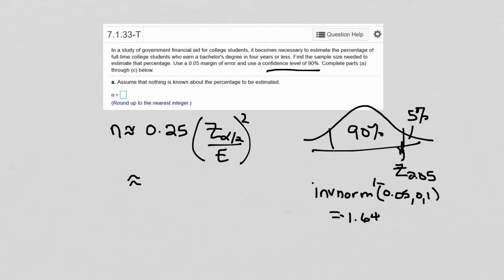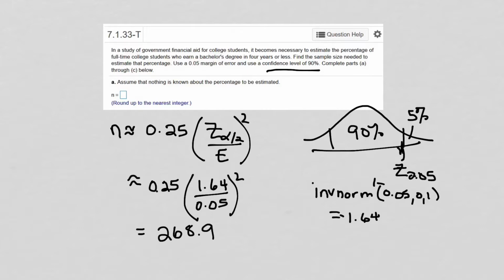So n is approximately equal to 0.25. We've got 1.64 in the numerator of our fraction. The margin of error is 0.05. That goes in the denominator of the fraction. And we square that fraction, multiply by 0.25, and I get 268.96.